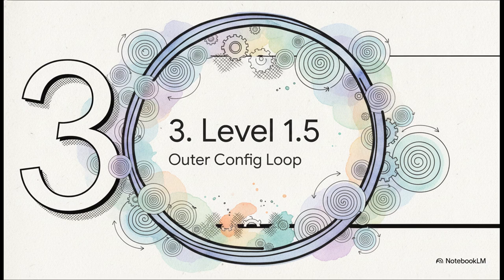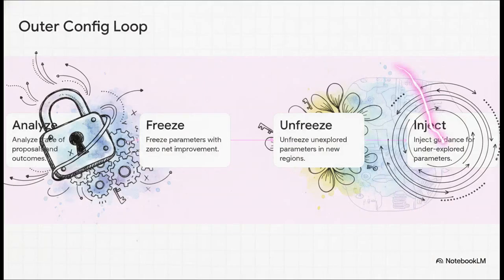Moving to Section 3, Level 1.5, the outer config. Now, running every 5 iterations, Level 1.5 is essentially there to manage stagnation. It reads the historical trace of proposals and their outcomes. If a parameter gets proposed 3 or more times with 0 net improvement, boom, it freezes it. Then it unfreezes parameters that were left unexplored in new regions and injects string guidance to force the inner loop to diversify its search. So it redirects attention, but it doesn't actually rewrite the rules of the game.